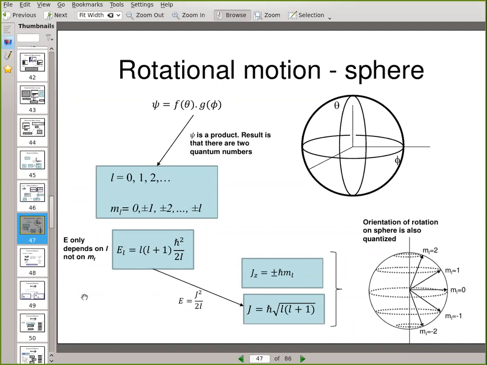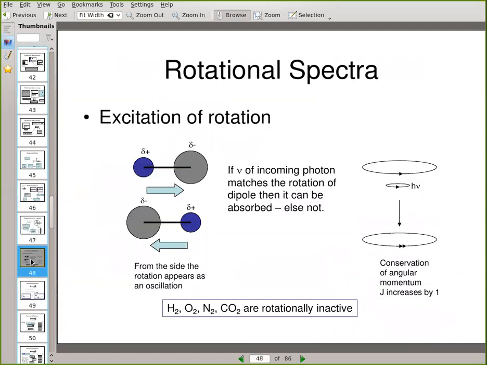Now it'd be nice to just have a look at some of these results and some expressions we're going to come back to. One is the energy expression, which is related to the angular momentum and the moment of inertia. We're going to come back to this energy expression a little bit later when we look at molecules. But just note that not all molecules are rotationally active.